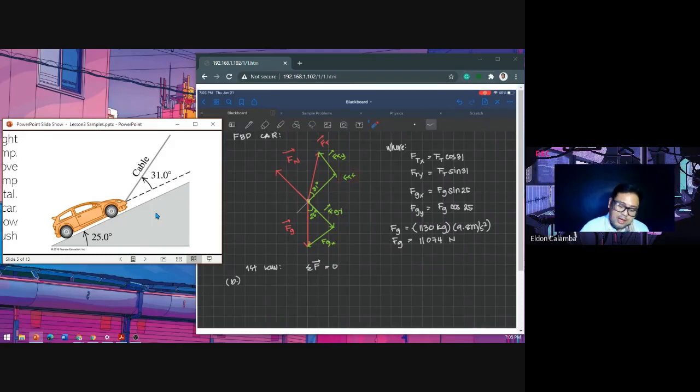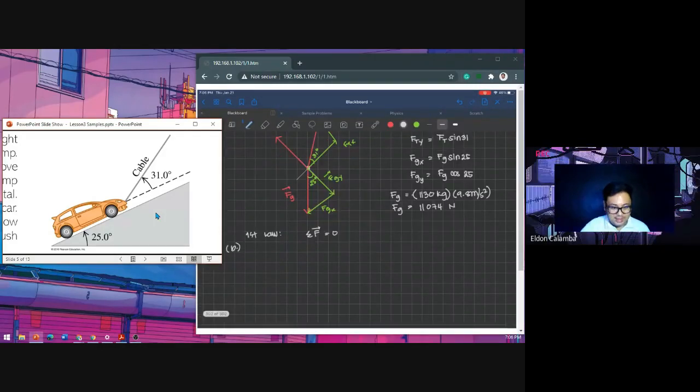Summation of forces in Y: I have here FTY, FN, and FGY. I don't know FN and FTY, so there are two unknowns right away in the summation of forces in Y. So just leave the summation of forces in Y hanging for now, because we can't get anything from it. So let's have summation of forces in X. Summation of forces in X equal to 0.